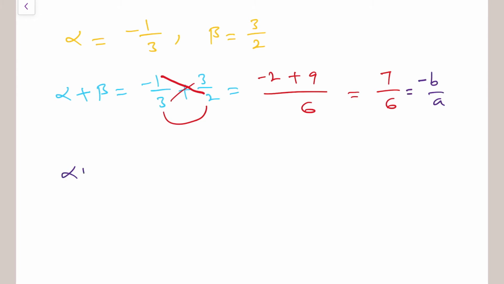Then product alpha into beta equals to minus 1 by 3 into 3 by 2. That is equals to, here 3 cancel, then remains with minus 1 by 2. That we need to equate to c by a.